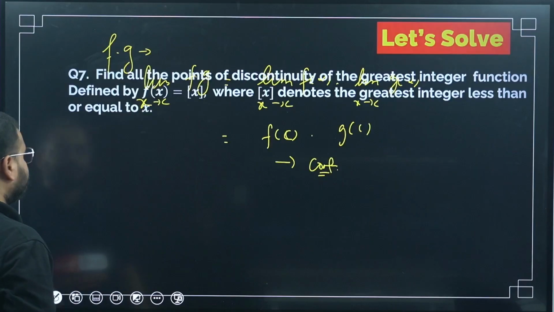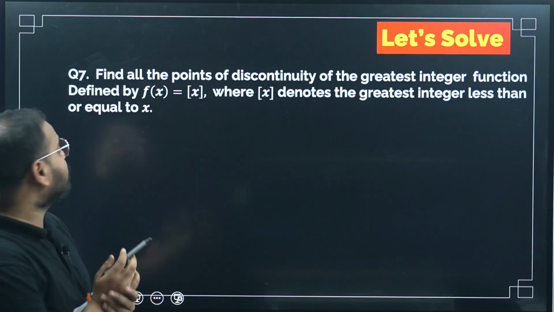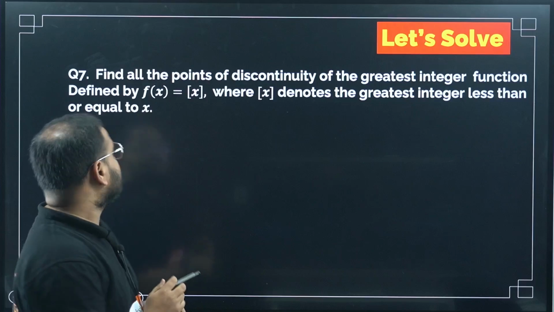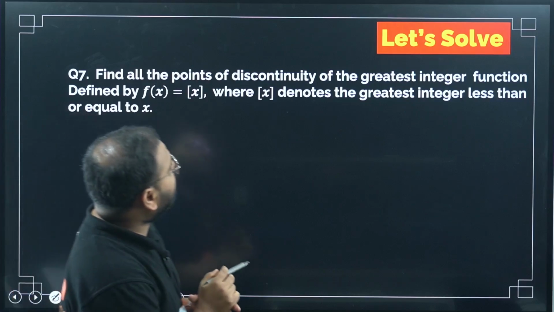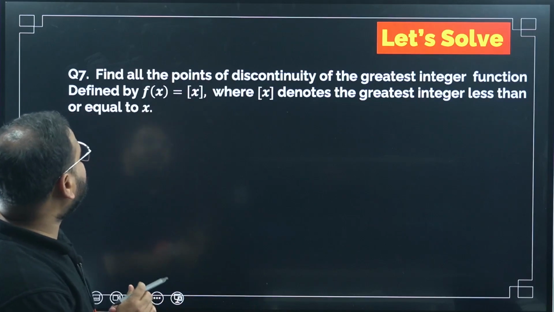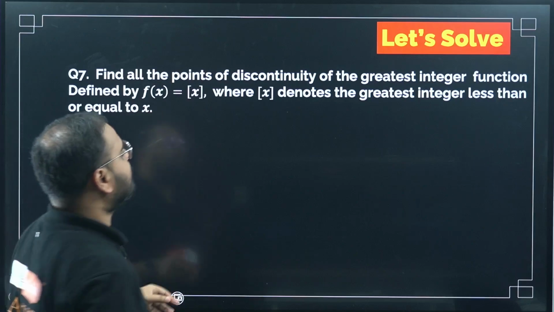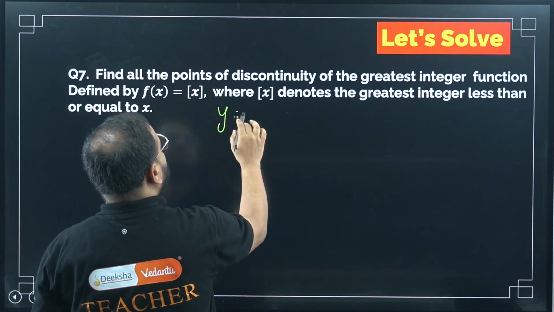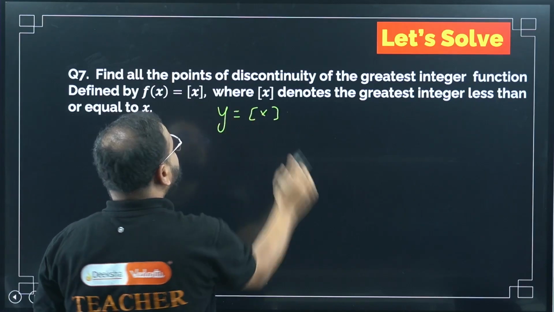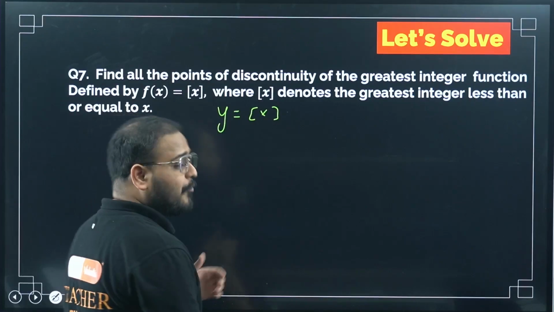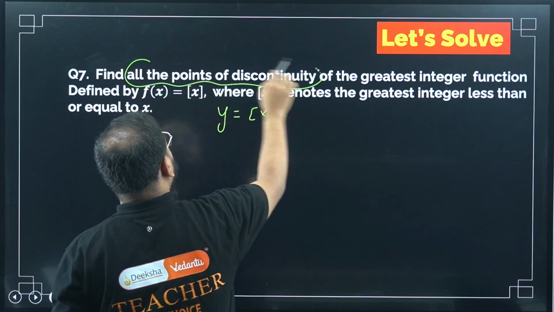Let's move ahead. Now, question number 7. Find all the points of discontinuity of the greatest integer function defined by f of x given by, simply, y equals greatest integer of x. That's what the question is, asking us to find the points of discontinuity.